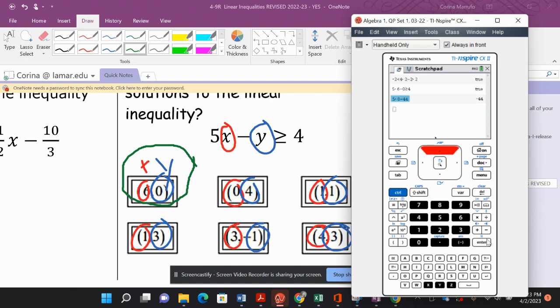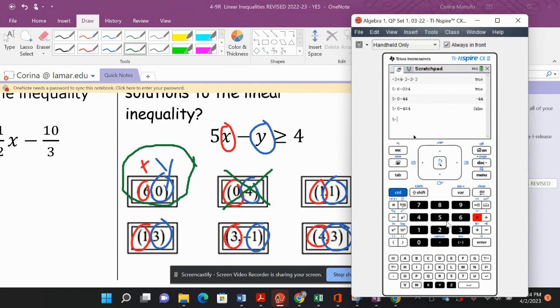Minus 4. I forgot the greater than or equal to sign. Enter. Or I didn't pick it right. Something happened. And then minus, good. Enter. That comes out false, so then this one is not one of my solutions.